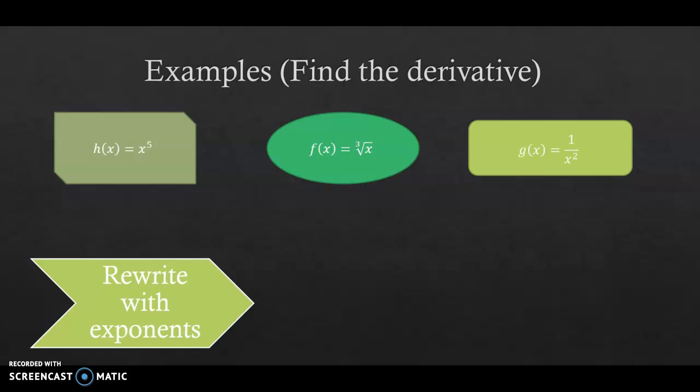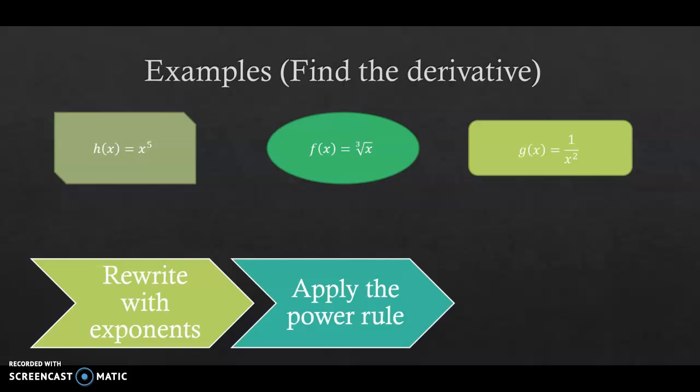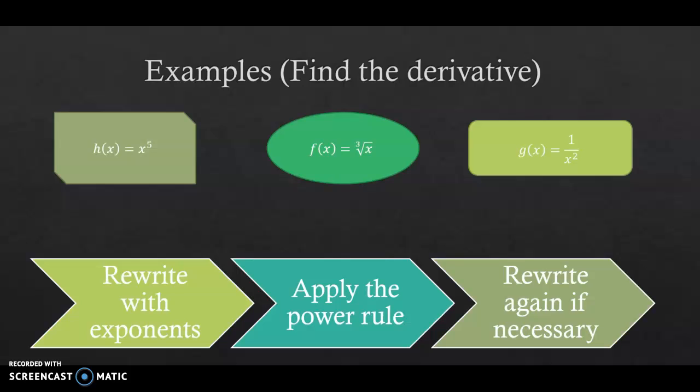Make sure you rewrite it so it looks like x to the n before you start taking the derivative. So h is fine, you can start right away, but f and g, you're going to want to rewrite those. Then you're going to apply the power rule, and then if necessary, you're going to rewrite it again. So pause here, try these derivatives, and then unpause when you're ready to discuss.